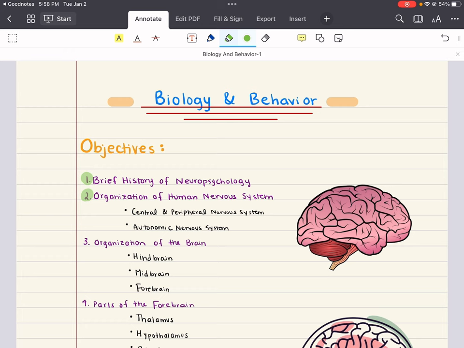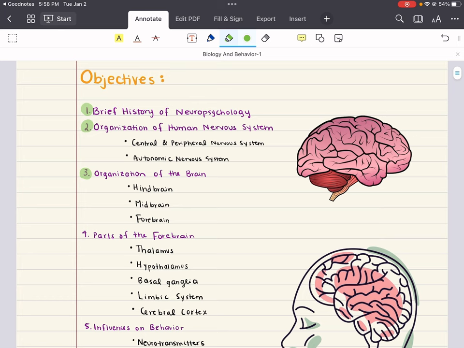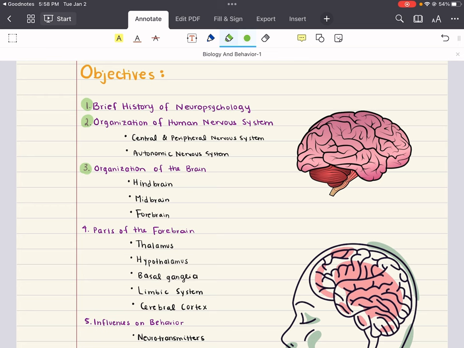Then we're going to move into the organization of the brain. In this section, we're going to identify various anatomical structures inside the human brain. We're going to talk about how the brain is divided into three categories. We have the hindbrain, midbrain, and forebrain, and we'll cover generally what each of these divisions consist of.